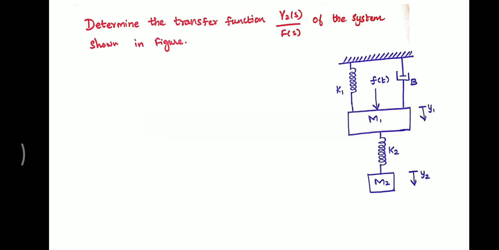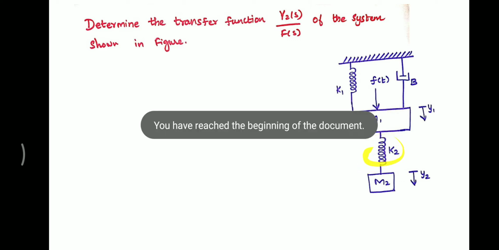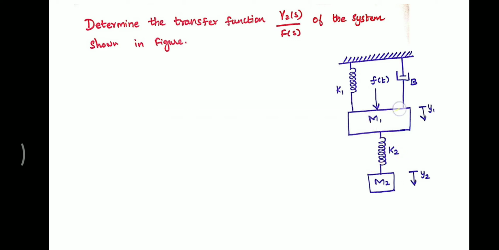While seeing the system we can see two masses are there called m1 and m2. This is the mechanical translation system because this is having mass as a main element, and there is one applied force f of t which is applied on mass m1, and there will be a separate spring and dashpot connected with the mass m1, and there will be a spring that is connecting both m1 and m2, and this is the given system.